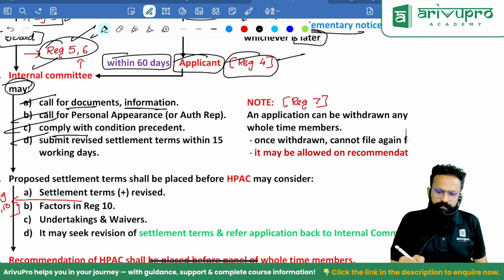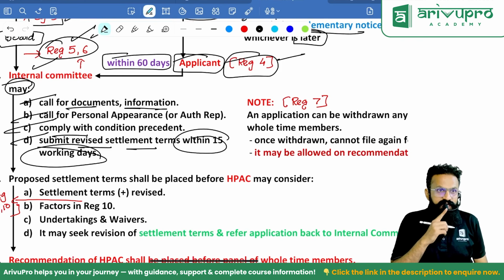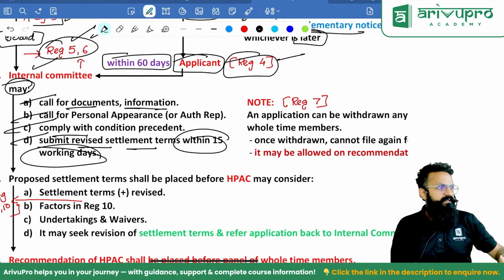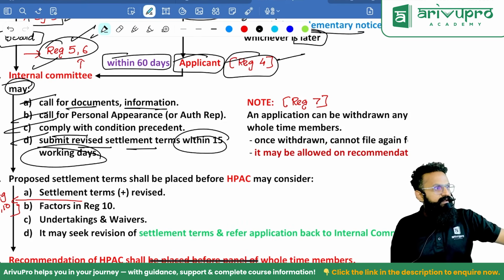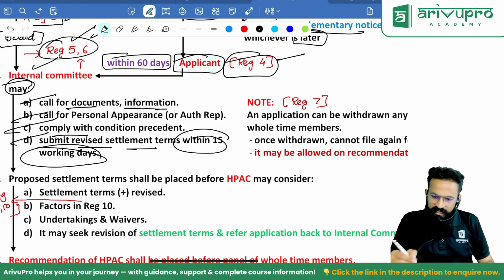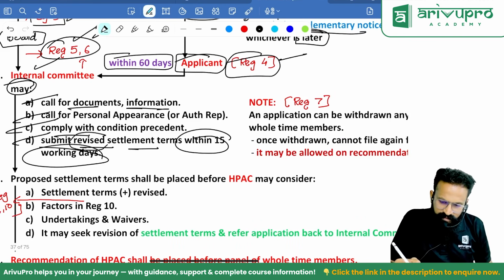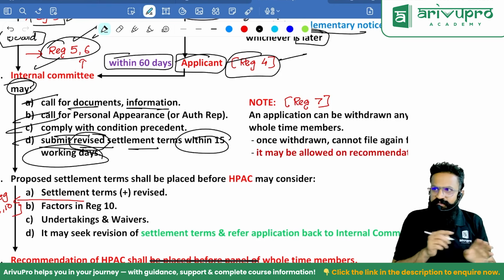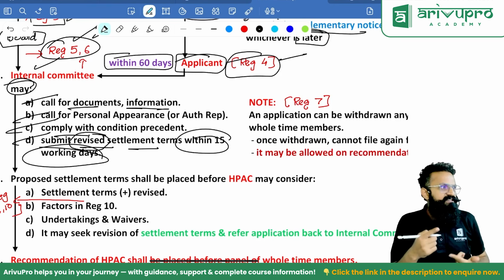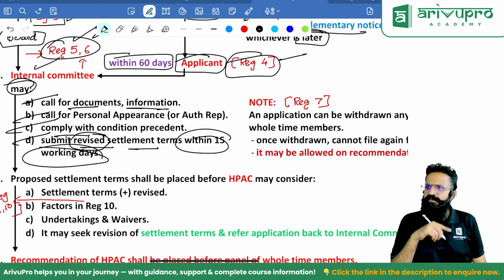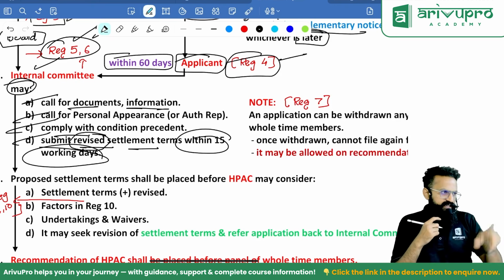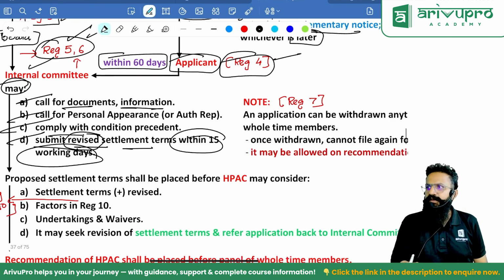Next one, submit revised settlement terms within 15 working days. What do you mean by that? You have come and you have given. I am not okay with it. Come back with another thing. So submit another plan. Within 15 days, I can tell you to come with revised settlement terms. Whatever you have given, we are not okay with it. That can also be possible. Is this part clear? Yes, sir. Okay.